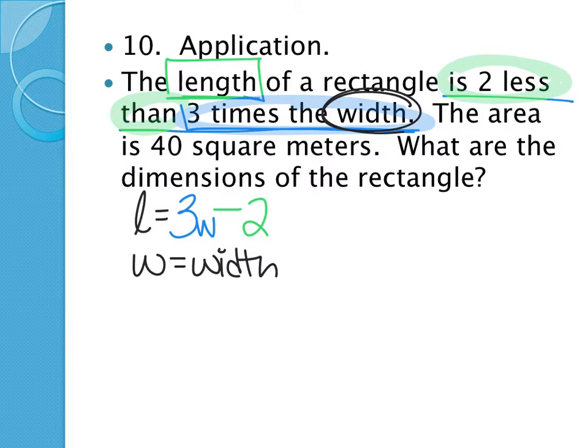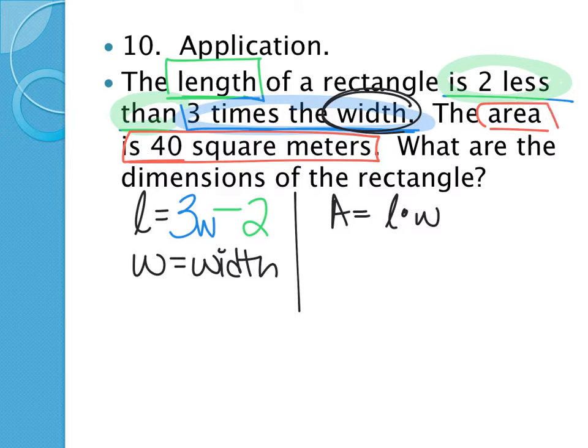Area is 40 square meters, so you need a formula. What kind of shape are we talking about? A rectangle, so that would be length times width. And we know that the area is what? 40. So where does the 40 go? Outside, in the A spot. And then what are we subbing into? Are we going to sub into the L or the W? The L.